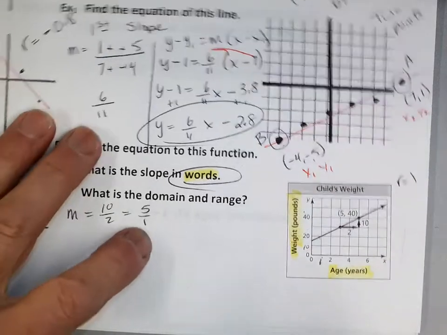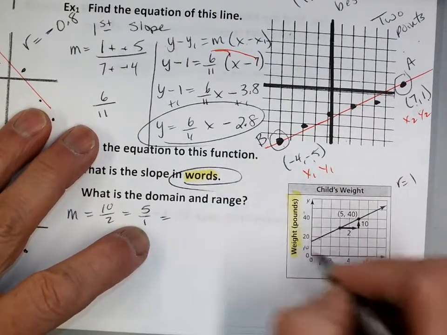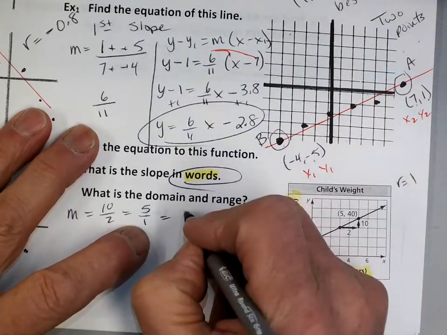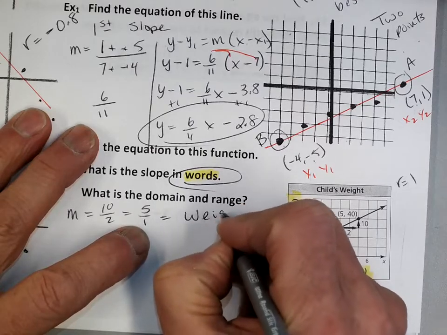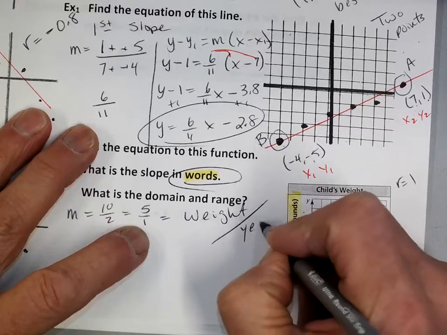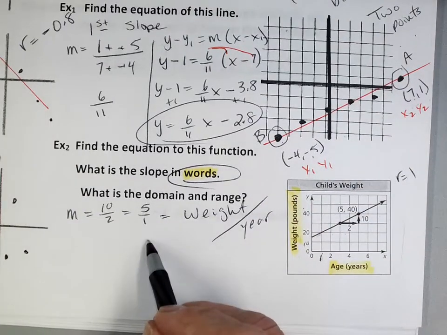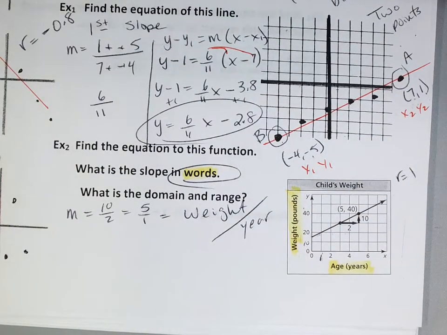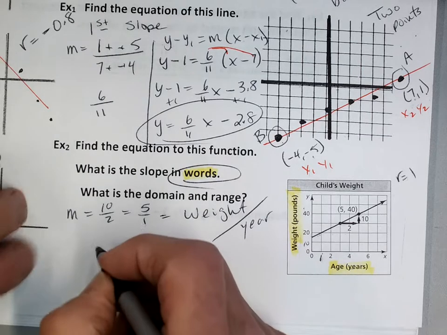So anyway, in this case, it's going to be my weight, because it's always the y first, per year. So in a sense, we're gaining 5 pounds per year, aren't we? In this one, we're gaining 5 pounds per year, okay? Now, domain and range. This one's a little bit tricky.